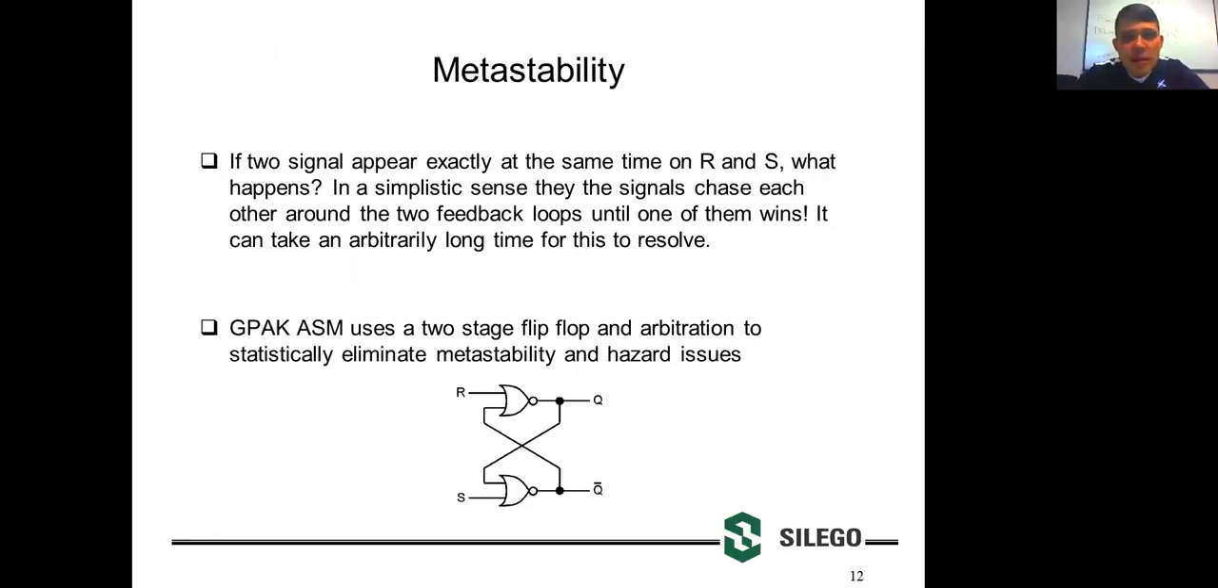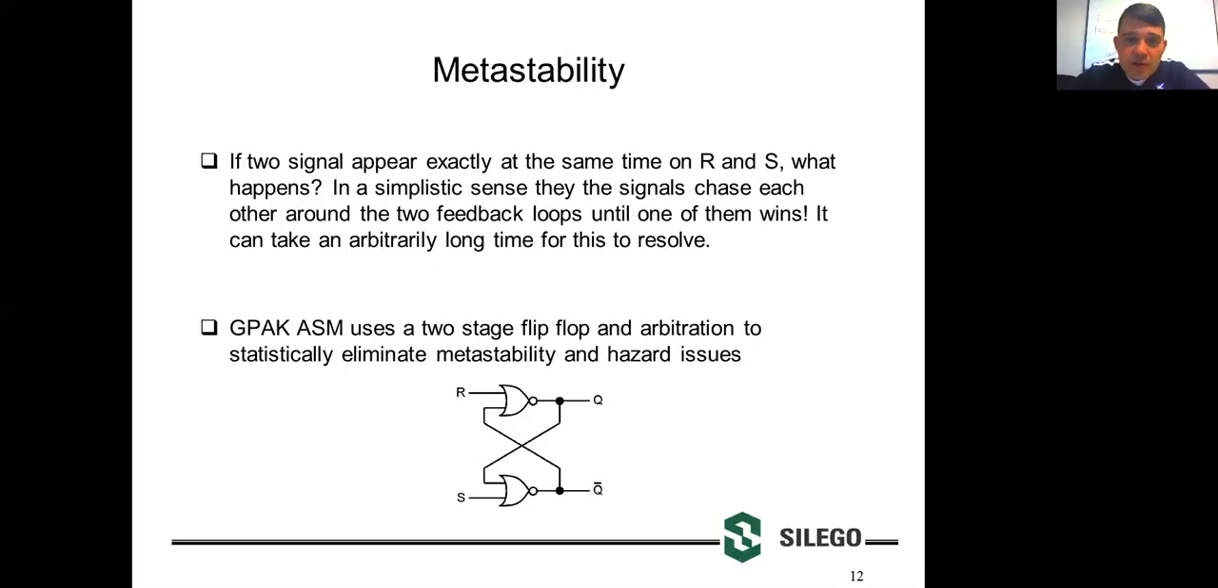Let's talk about metastability. Metastability happens when two signals appear at exactly the same time going onto inputs and violate setup and hold times for that particular device. So if a signal came in, for example, in this particular circuit on R and S, which is an RS flip-flop, you'll notice that this circuit is cross-coupled. The output of the NOR gate associated with the top signal R is connected to the input of the NOR gate associated with S, which is then fed back into the input of the other one.